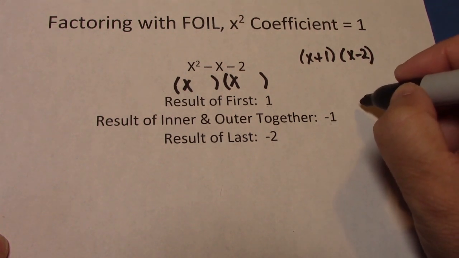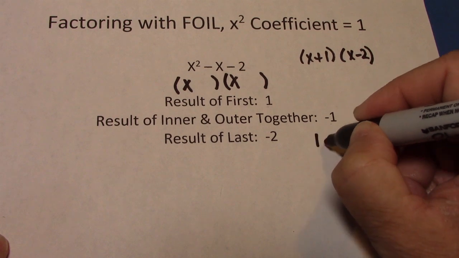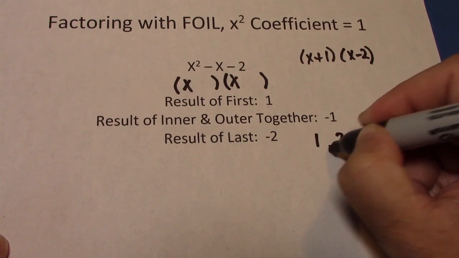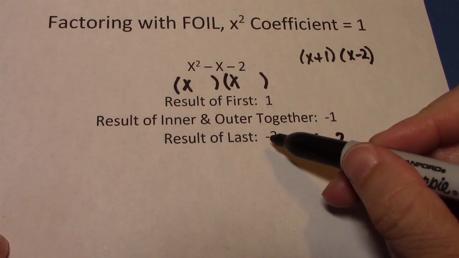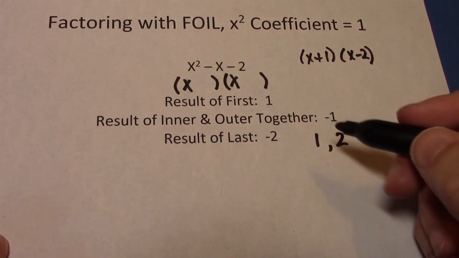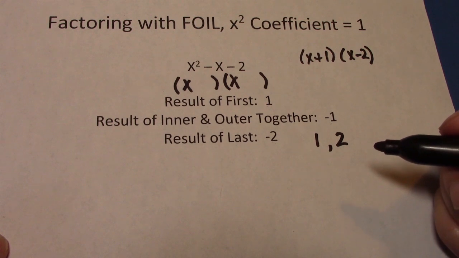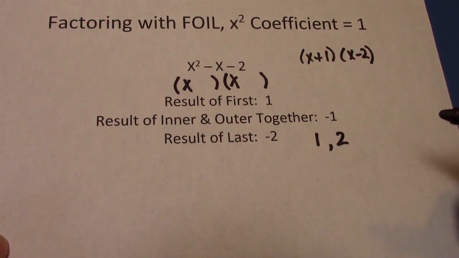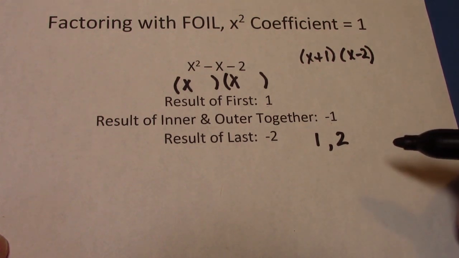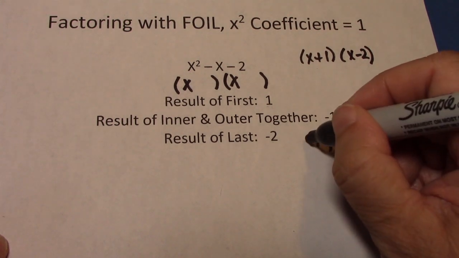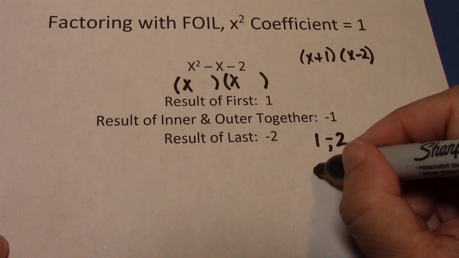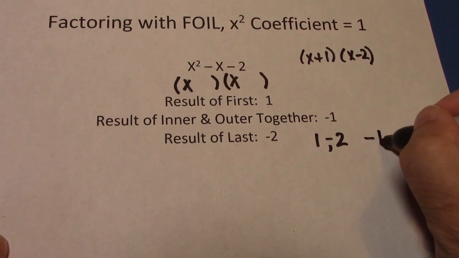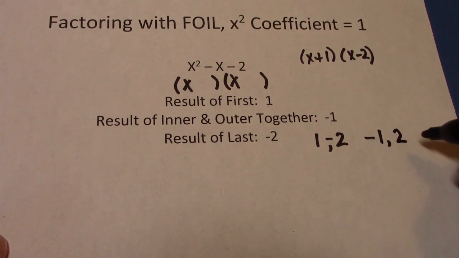Well, the factors of 2 are 1 and 2, and that's really it. They have to be negative, though. This result has to be negative. So one has to be negative, one has to be positive in order to have a negative times a positive equal a negative. So we can either start with 1 and negative 2, or we could have negative 1 and 2.